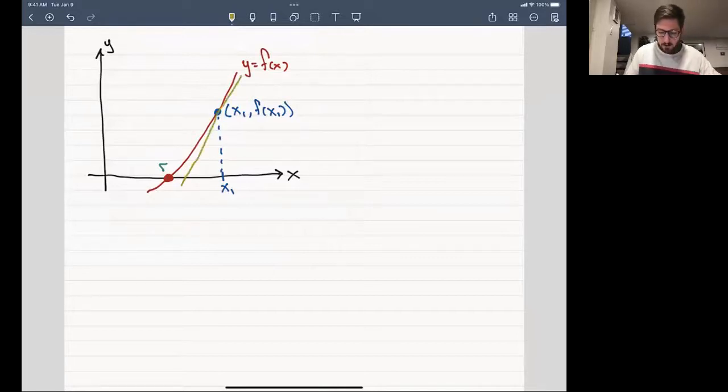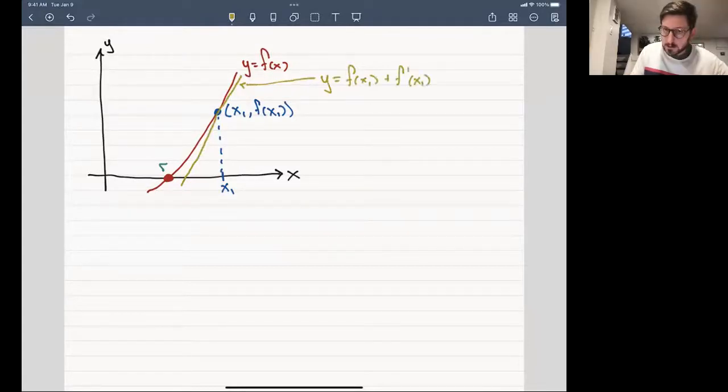This is my line right here, and you can do some computations. The equation for this line is y is equal to f of x1 plus f prime of x1, that's the slope, times x minus x1.